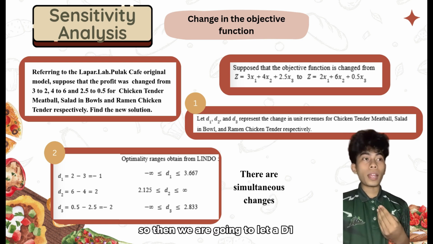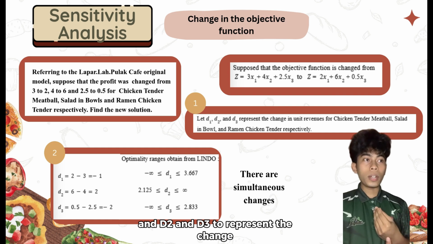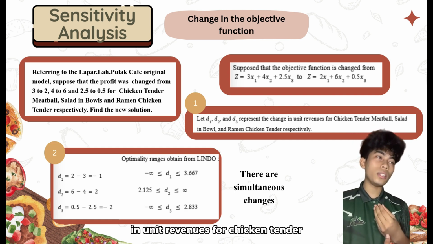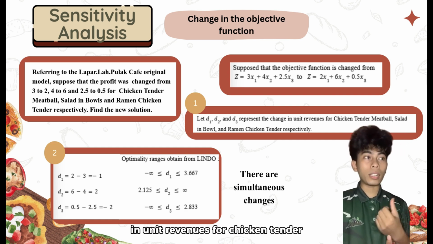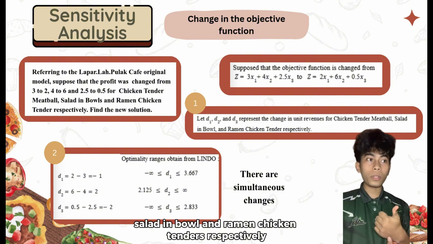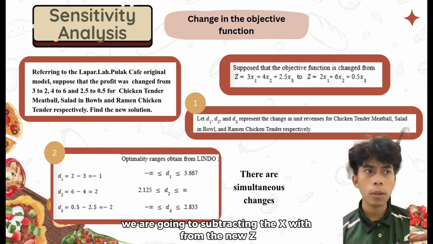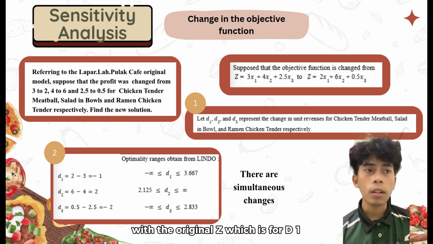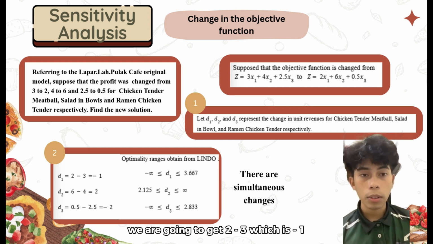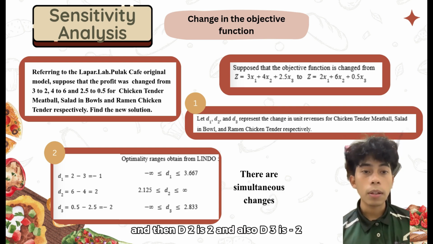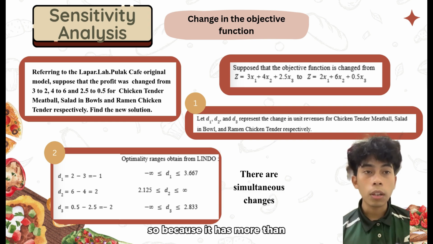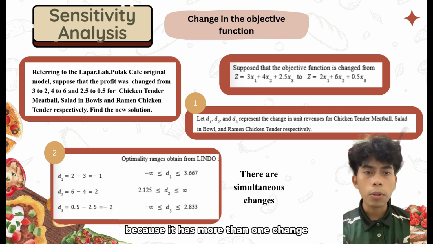Then we are going to let D1, D2 and D3 represent the change in unit revenues for chicken tender meatball, salad in bowl, and ramen chicken tenders respectively. For the second step, we subtract the original z from the new z, which for D1 gives 2 minus 3, which is negative 1, and then D2 is 2, and D3 is negative 2. Because it has more than one change, it is a simultaneous change.